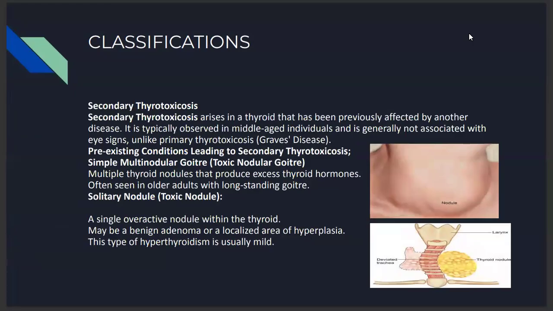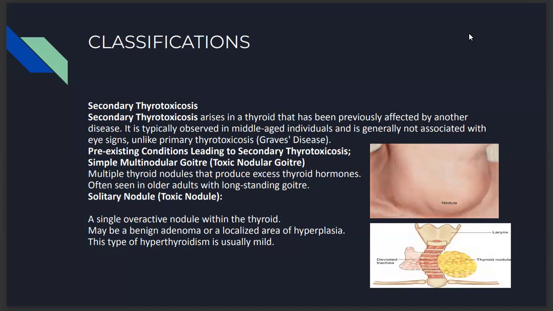Secondary thyrotoxicosis arises in a thyroid that has been previously affected by another disease. It is typically observed in middle-aged individuals and is generally not associated with eye signs, unlike primary thyrotoxicosis. Pre-existing conditions leading to secondary thyrotoxicosis include simple multinodular goiter, which is multiple thyroid nodules that produce excess thyroid hormones, often seen in older adults with long-standing goiter.